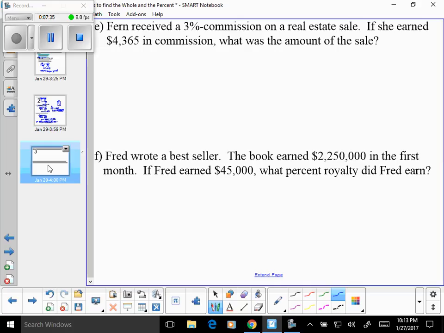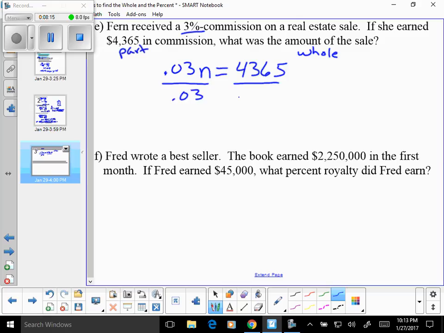Now if you remember back to when we first started with proportions, I said that the whole can be the amount of a sale. So here's my percent, here's my part, here is my whole. Do I know the percent? Yes, I do. 0.03. Do I know the whole? No, I do not. That's going to be an N. Do I know the part? Yes, I do. 4,365. Again, I have a one-step multiplication equation. I'm going to divide both sides by 0.03.